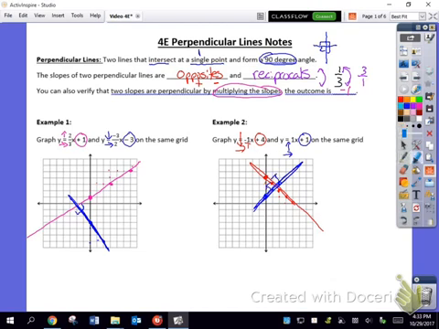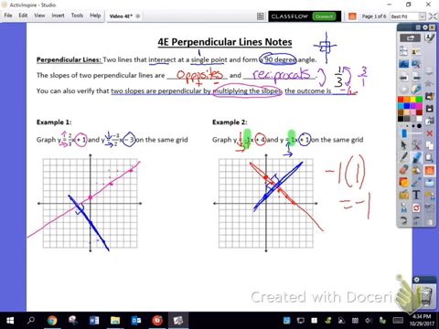Notice, let's look at the slopes. You had -1, and here you have 1. -1 and 1. We said when you multiply those, -1 times 1 is a -1. If it gives you a -1, then they are perpendicular.